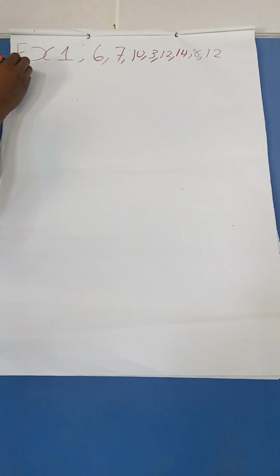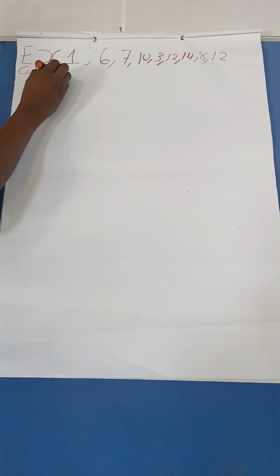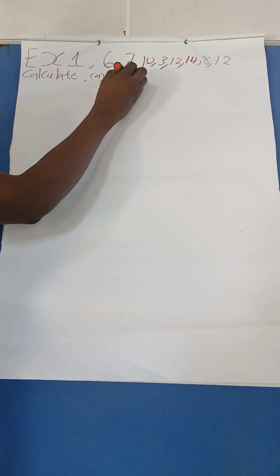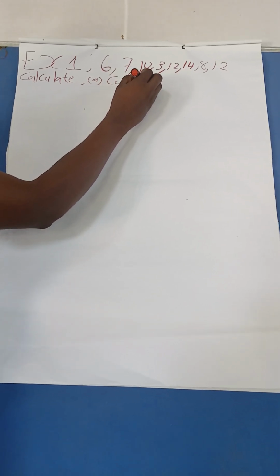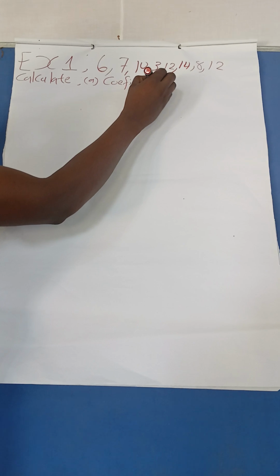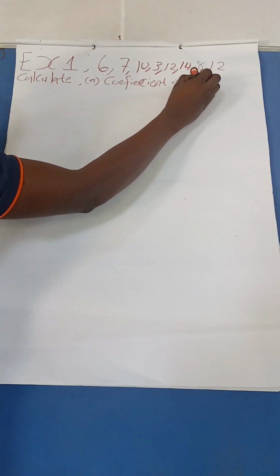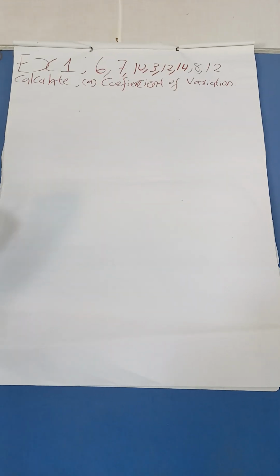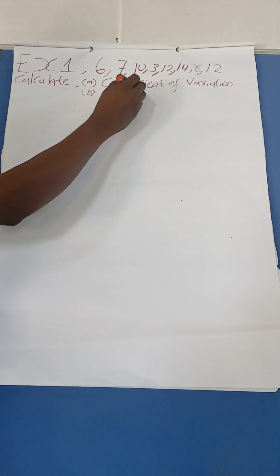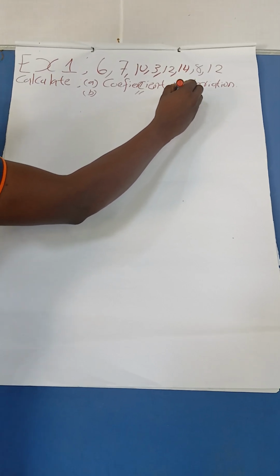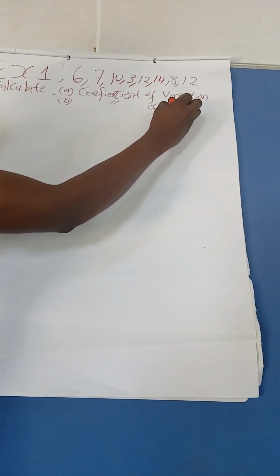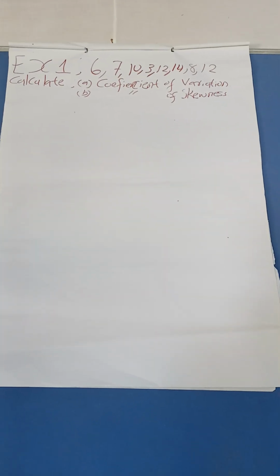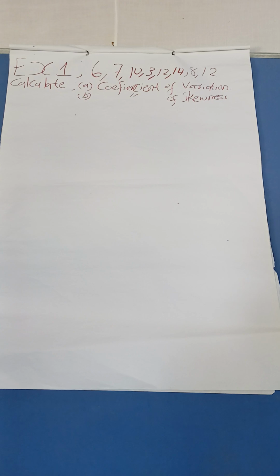Then you have been asked to calculate 1A, the coefficient of variation, and then part B of that question 1, to calculate the coefficient of skewness. So with that question, I will start with how to calculate the coefficient of variation.